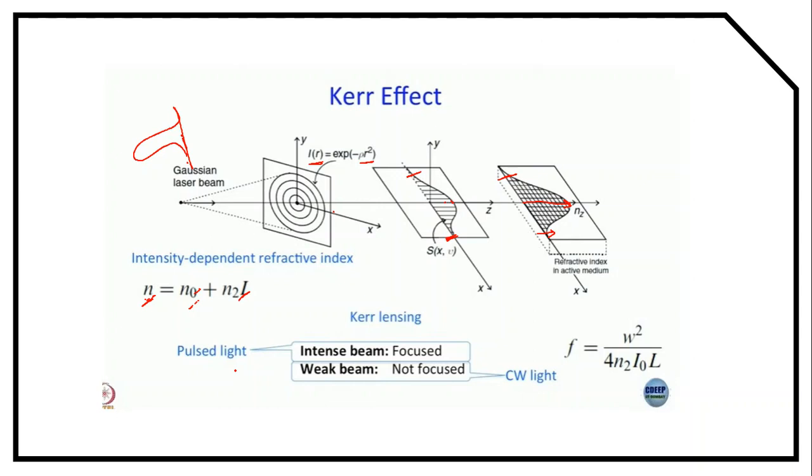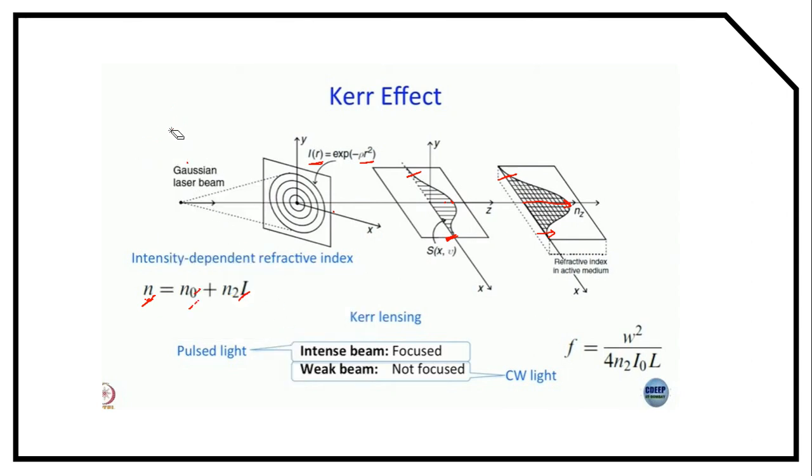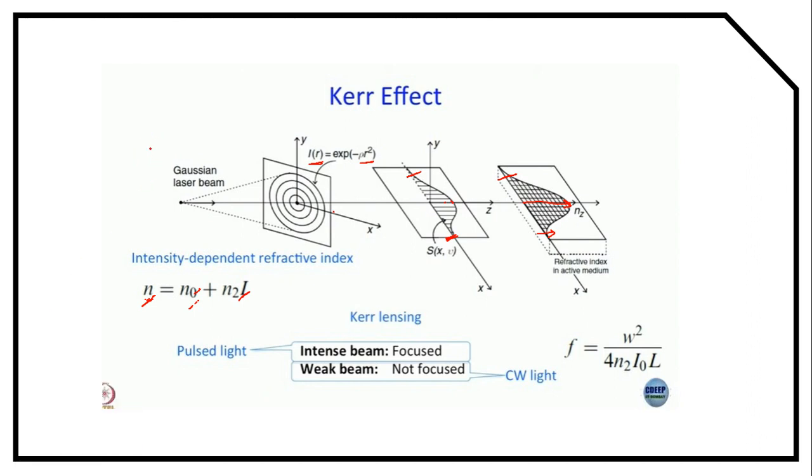So, what is the Kerr effect? First of all, say we have a Gaussian laser beam. What is a Gaussian laser beam in 2D? If I want to draw it, it is like this, although it may not be a proper drawing. Suppose I draw it along a plane.